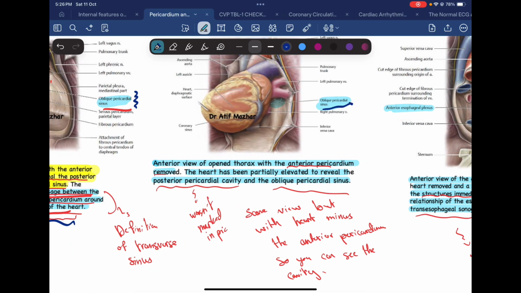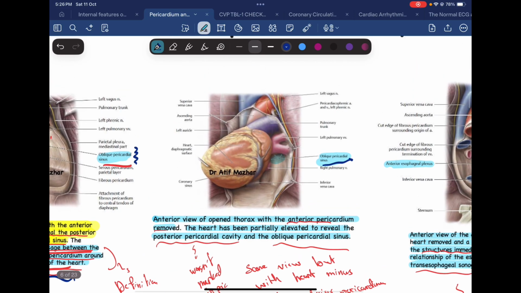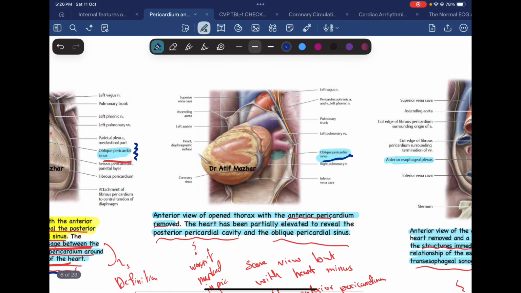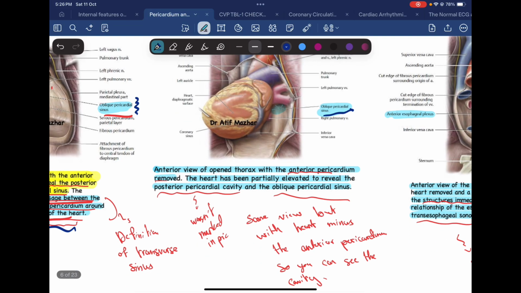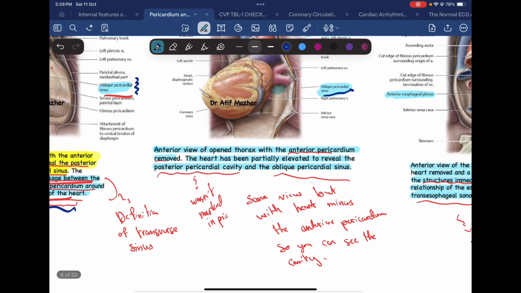Same oblique pericardia again. Now the heart is still there. We just lift it up with the hand, with the arm, whatever you want to remove it with. It's the anterior view. Same view, but we just removed the heart physically, but not out of there. It's still connected.